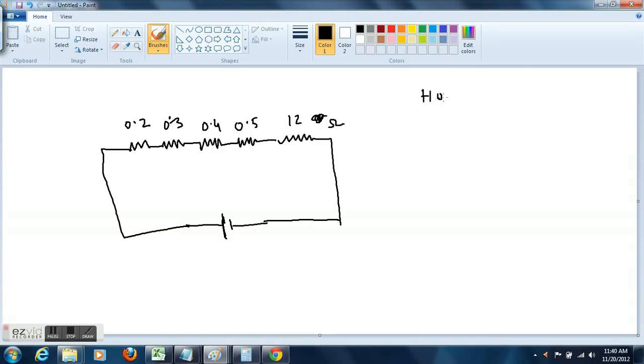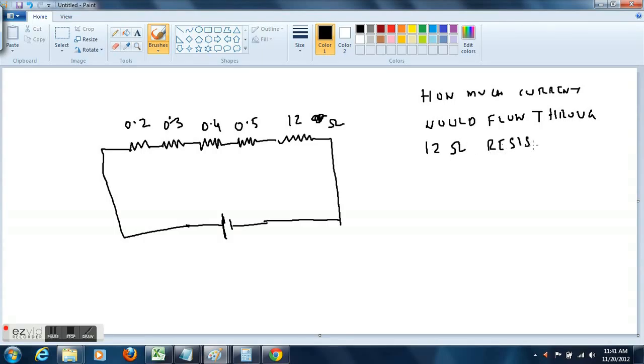Now remember, this is a series connection, so the same amount of current will flow through all the resistors, even 12 ohm. So if we can calculate the current flow, we will get the answer. So how to solve this problem? First of all, let us calculate the net resistance. If we have the net resistance, then using Ohm's law we should be able to calculate the current flow.